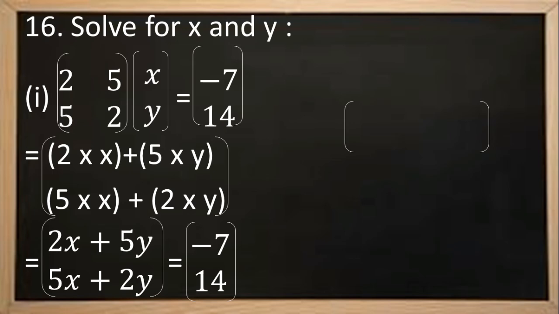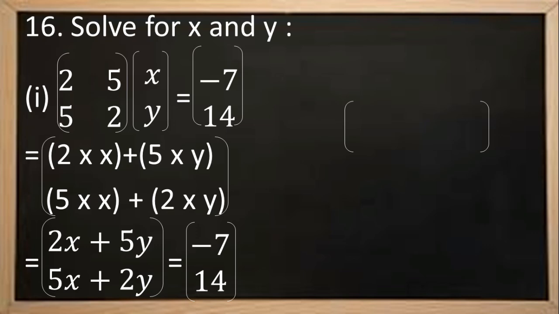Question number 16. Here we need to solve for x and y. The first matrix is of order 2 by 2 and the second matrix is of the order 2 by 1. In this problem, it is already given that the product on the left hand side is equal to the value of the right hand side. Hence, we can easily identify that after calculating the product of the given two matrices on the left hand side, the resulting matrix will also be of the order 2 by 1.